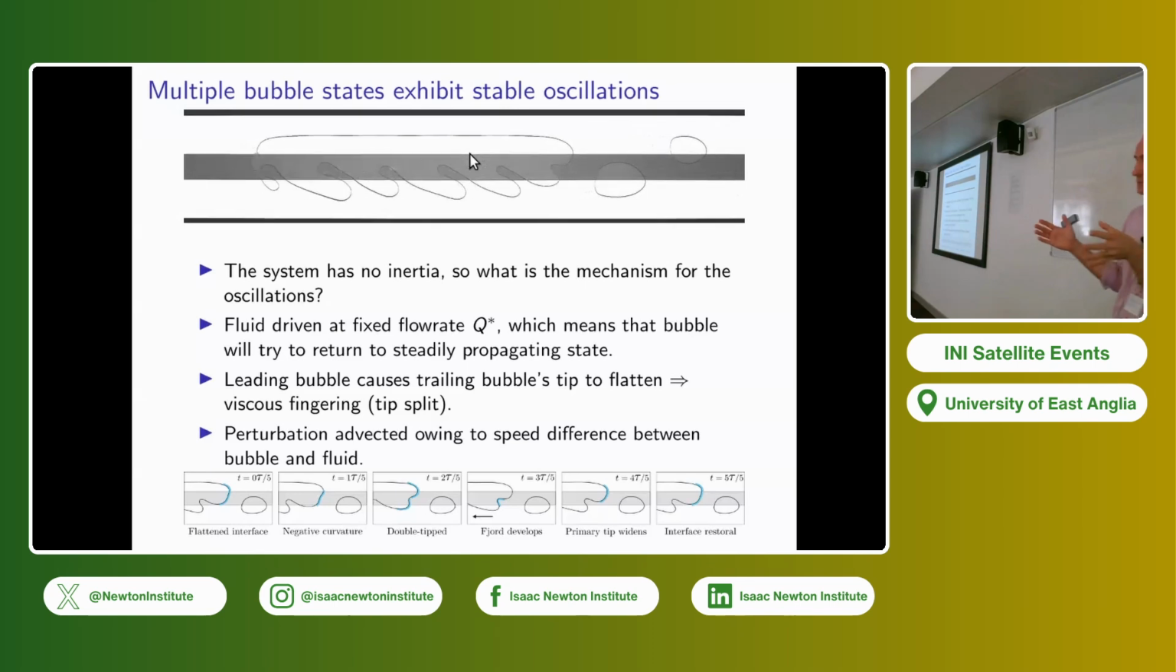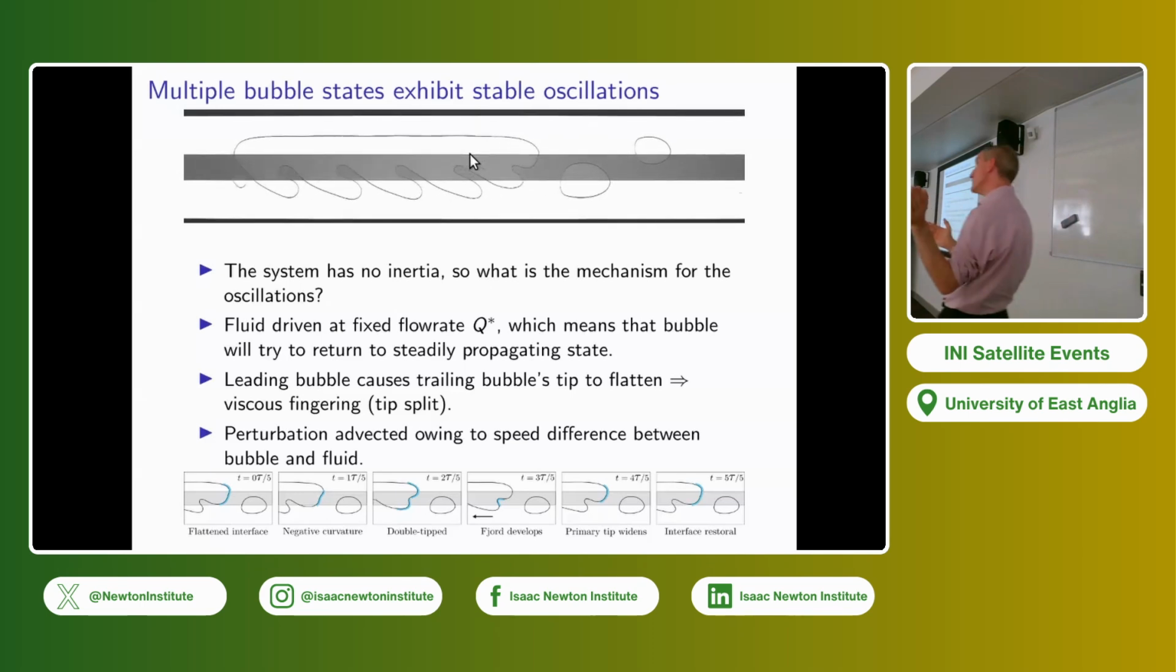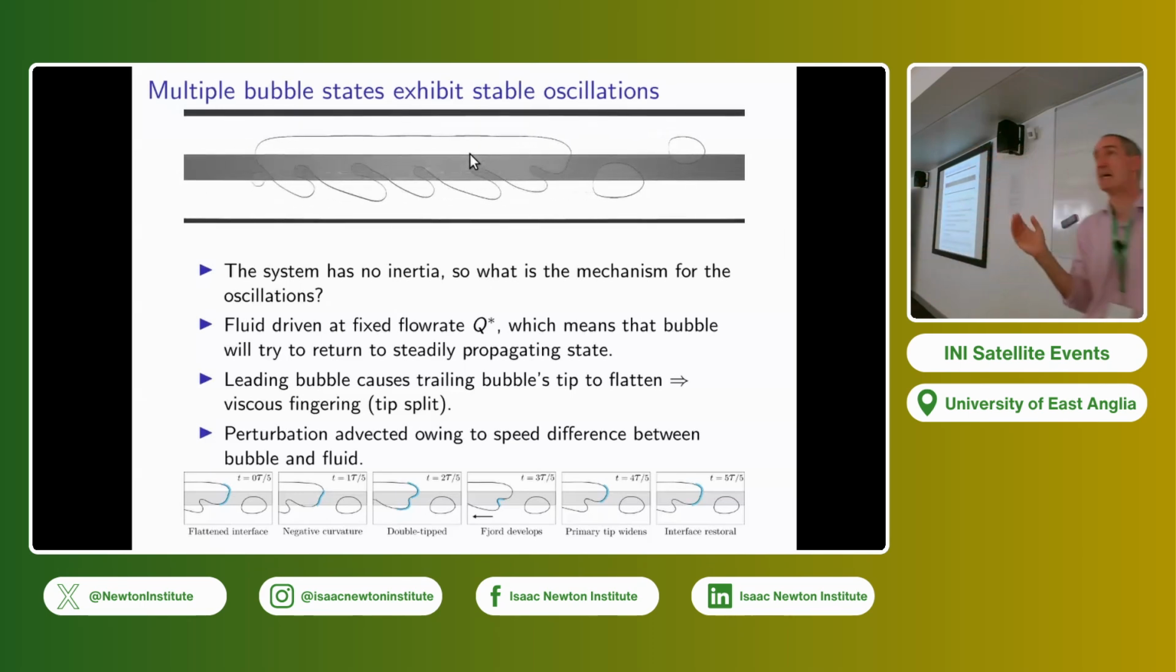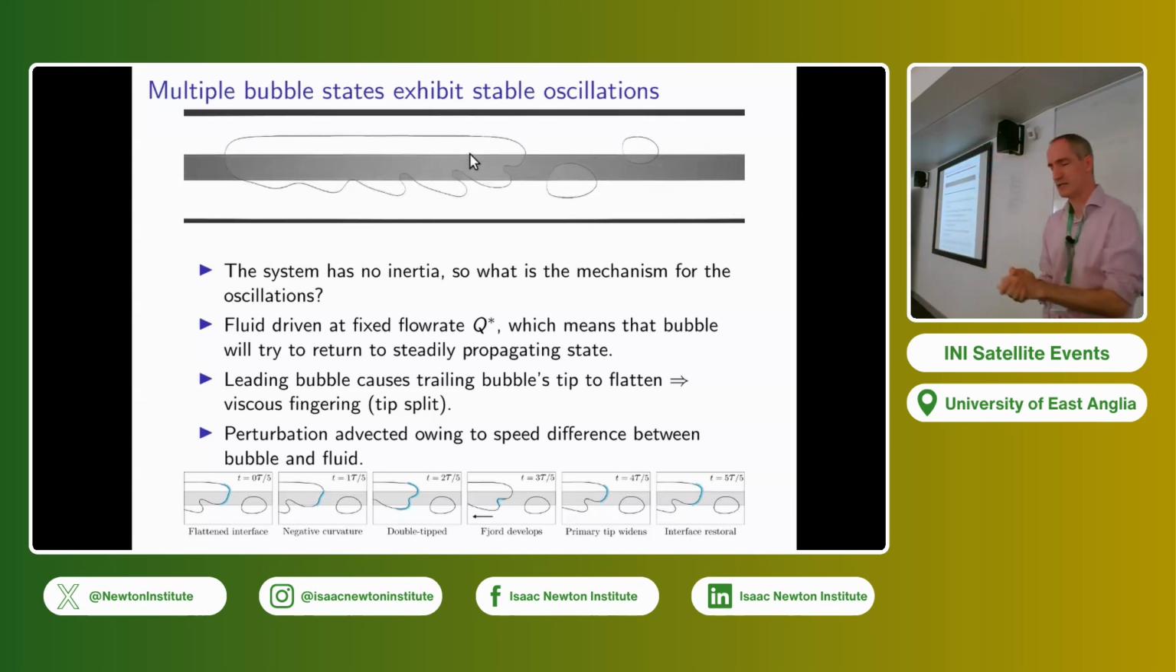The thing about this system that can make it very counterintuitive is we're not driving at fixed pressure, we are driving at fixed flow rate. So this bubble is always going to try to return to its steadily propagating state. There's a natural return mechanism, if you like. So then the question is, if there's a natural return mechanism, what causes the bubble to develop these fingers to split in the first place?